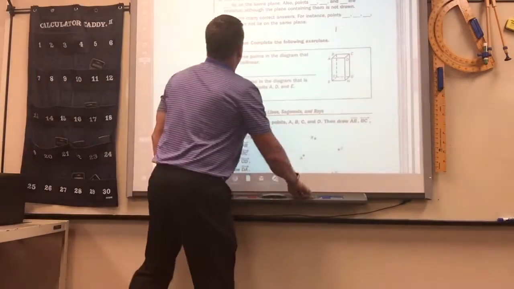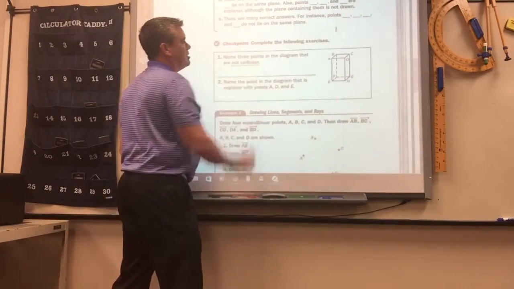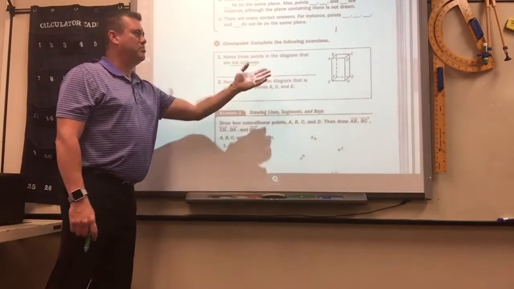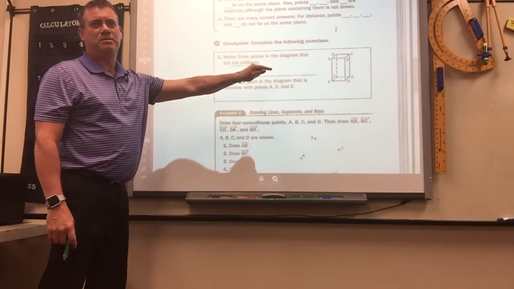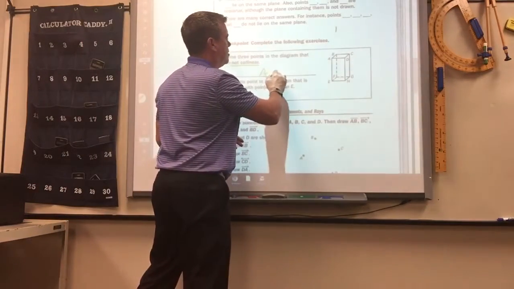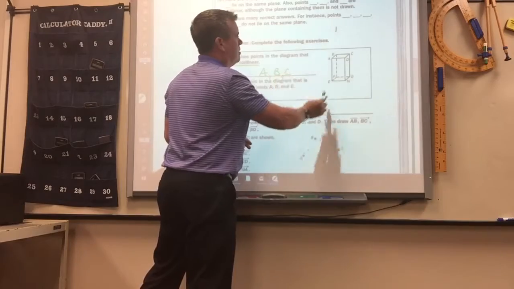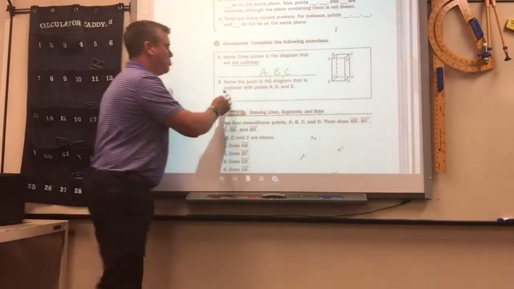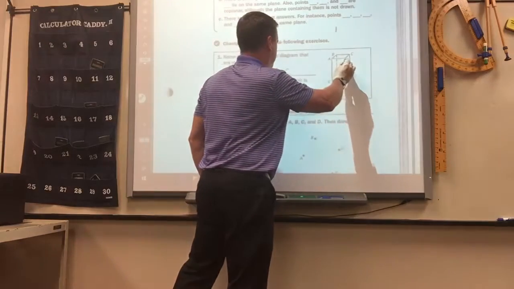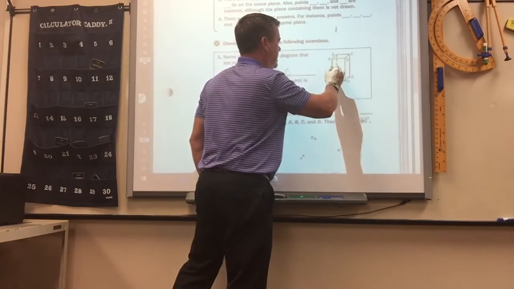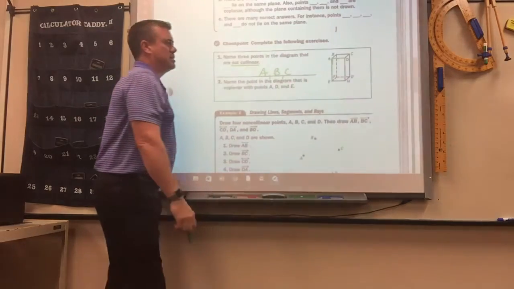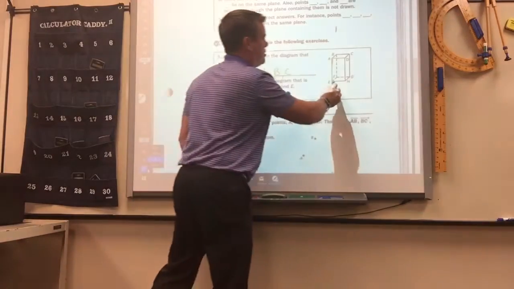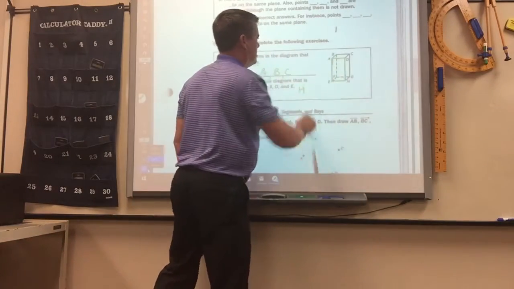Okay, 3 points that are not collinear, there's really no way to get this one wrong. Are there any 3 points on the same line in this picture? No. So you could pick any 3. Now a point that is coplanar with A, D, and E. What point is on the same plane as those 3? There it is. H. It's the front of the box.